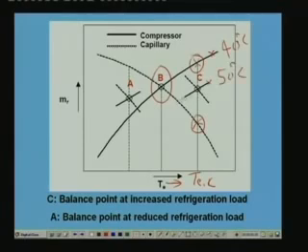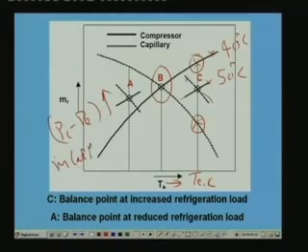So, this is the new compressor mass flow rate line, and similarly this is the new capillary mass flow rate line, because as the condenser temperature increases, Pc minus Pe increases. So, mass flow rate through capillary increases. You find that the new capillary line is this, and the compressor line is this. And again the point of intersection is here, where the mass flow rate through capillary will be equal to the mass flow rate through the compressor. So, again a new balance point is restored.